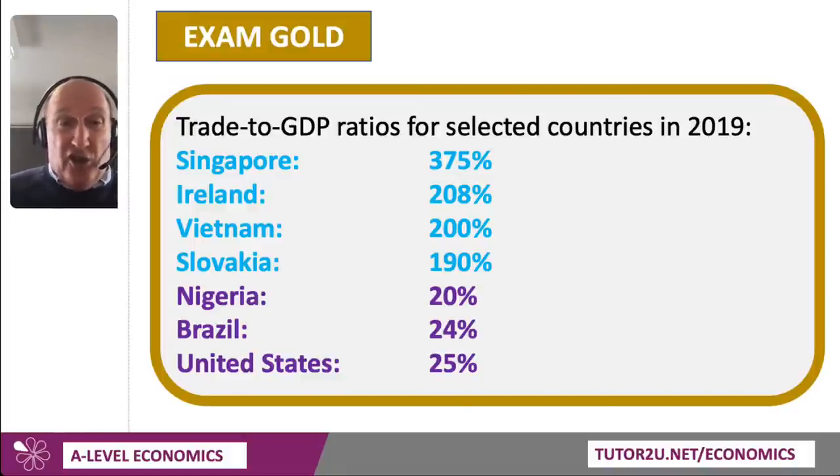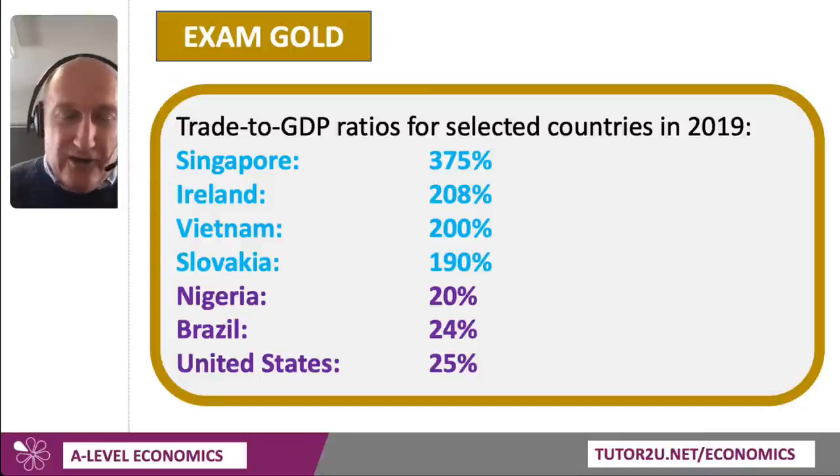Ireland is one of the most globalized countries on the planet. 208%. Vietnam, I think, a fascinating country to study, 200%. Slovakia, a tiny country inside the European Union, heavily dependent on trade with the European Union, 85% of Slovakian trade is with countries like Germany and Poland and Hungary and so on. But trade is nearly twice their national income. So for these countries, globalization truly does matter. It's absolutely front and central to what they're about.